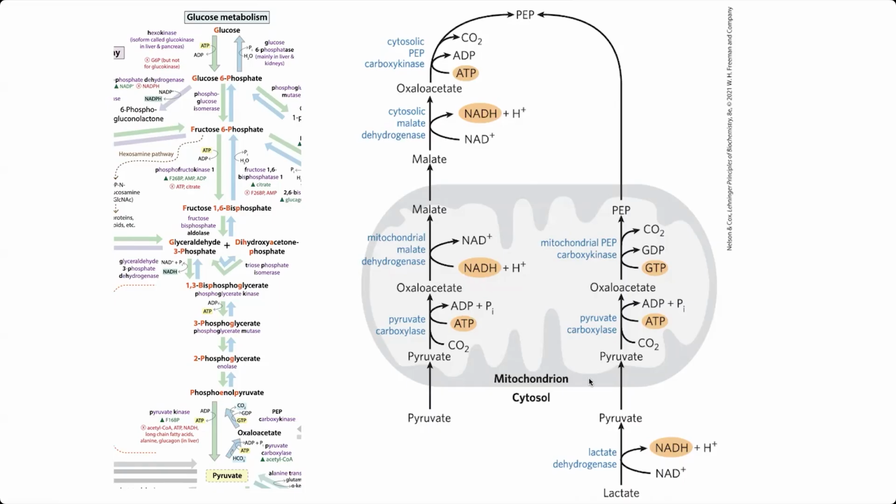However, if you start with lactate, which we'll talk about in a minute, now you're going to actually produce NAD+ in order to generate pyruvate, which you can then take into the mitochondria and do all these steps with.